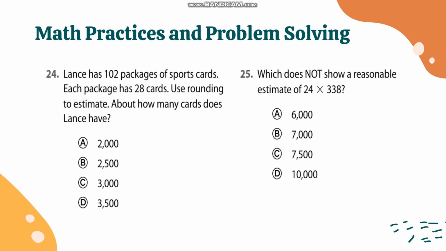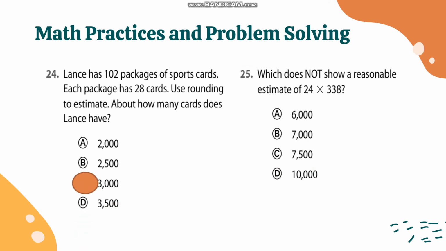Number 24. Lance has 103 packages of sports cards. Each package has 28 cards. Use rounding to estimate about how many cards Lance has. So 103 becomes 100. 100 multiplied by 30. So the answer is 3,000.